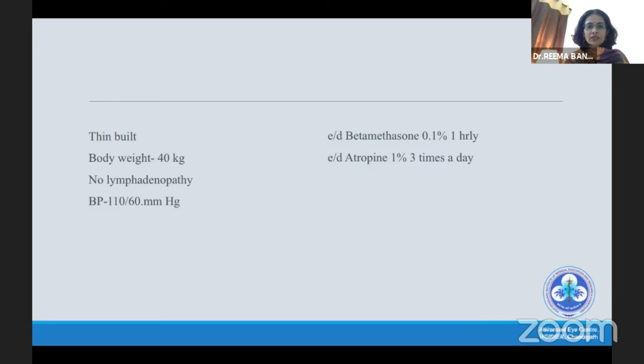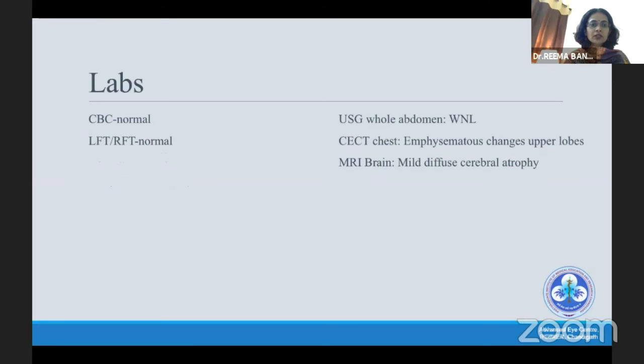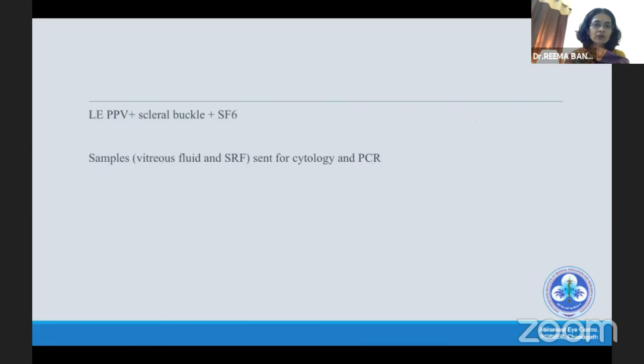So the patient, we examined her again. She was a thin-built old lady with just 40 kg of body weight. BP was normal, didn't have any lymphadenopathy. So all that we could do was, because we saw active inflammation in the anterior segment, we started her on steroids and atropine frequently, both the eyes. We got her labs done, we got her systemically evaluated in terms of blood reports, ultrasound, CT chest, MRI. We did not find anything that could contribute to our diagnosis.